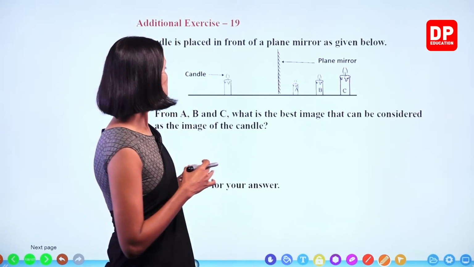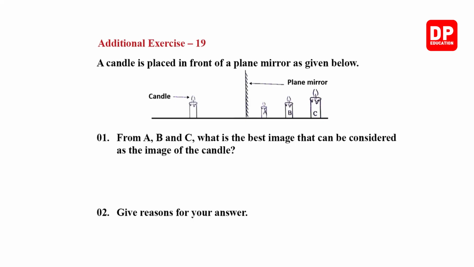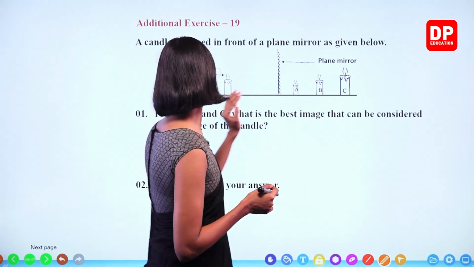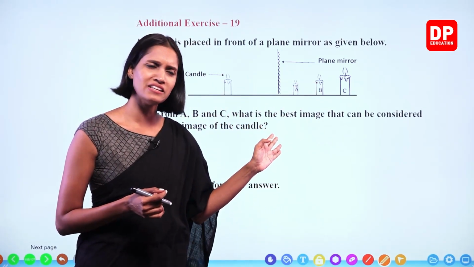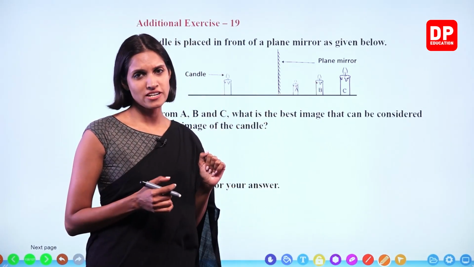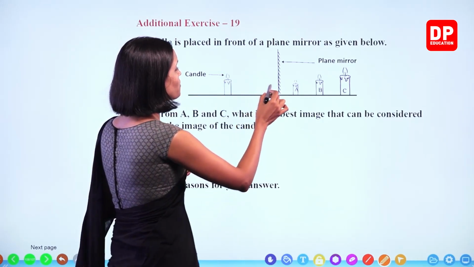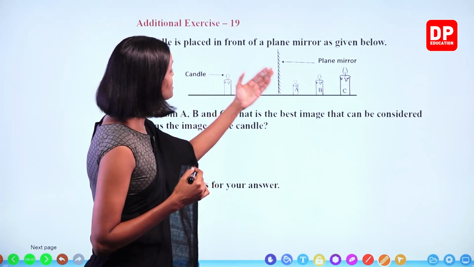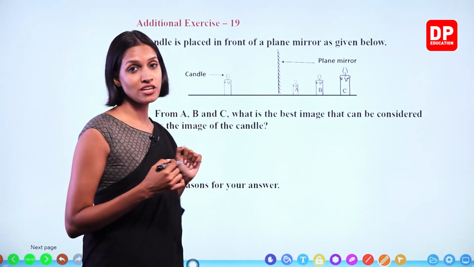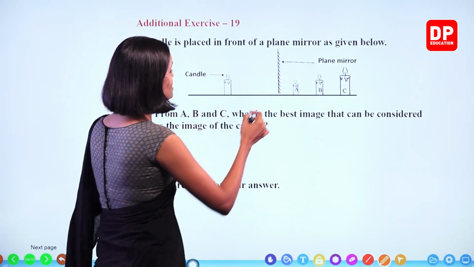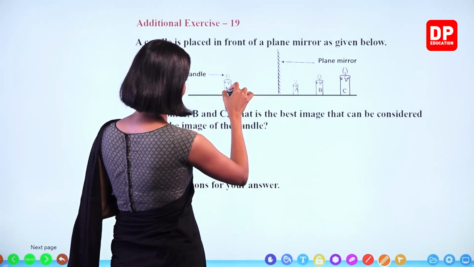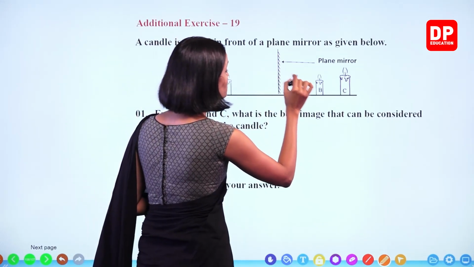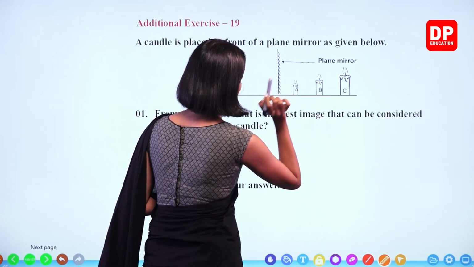Okay, children? So according to these 3 images, what is the best image that can be considered as the image of the candle? Now this is very easy to understand, right? So out of A, B and C, you have to find an image. The size-wise, it should be similar to the candle, the object, right? So A is smaller than this object, C is larger than the object. Therefore, the most possible one can be B.